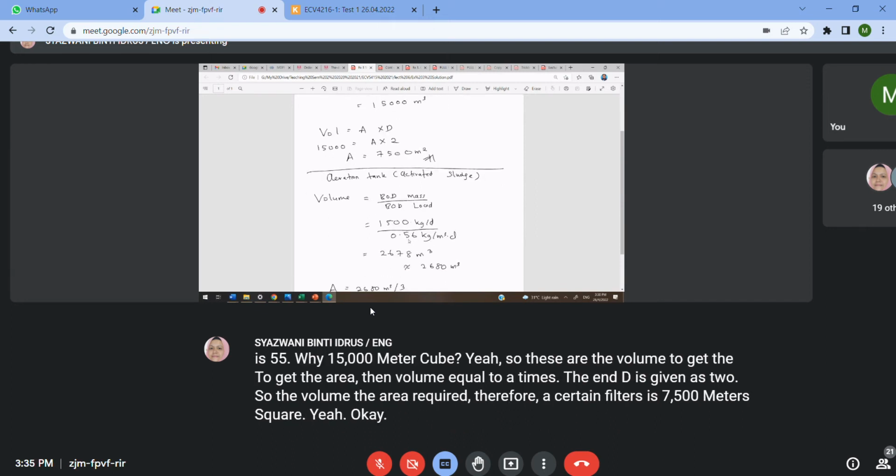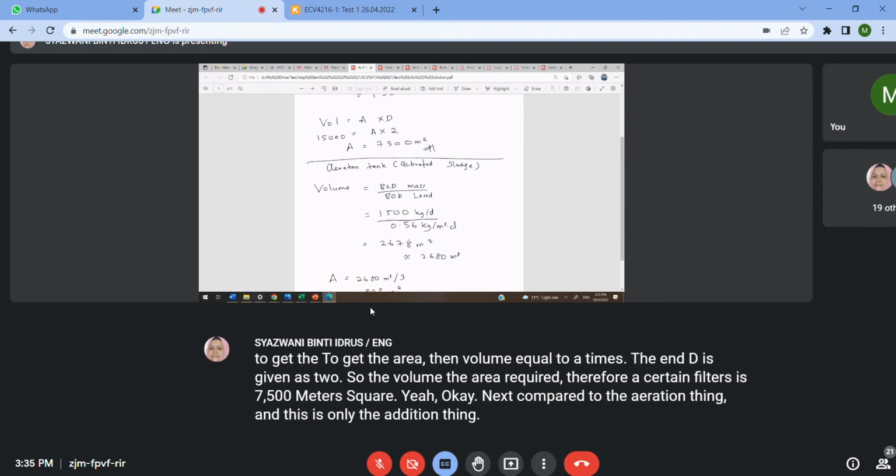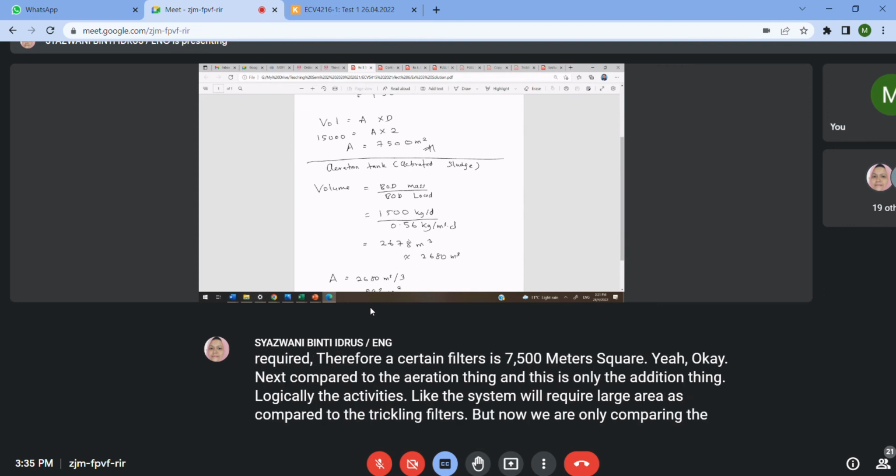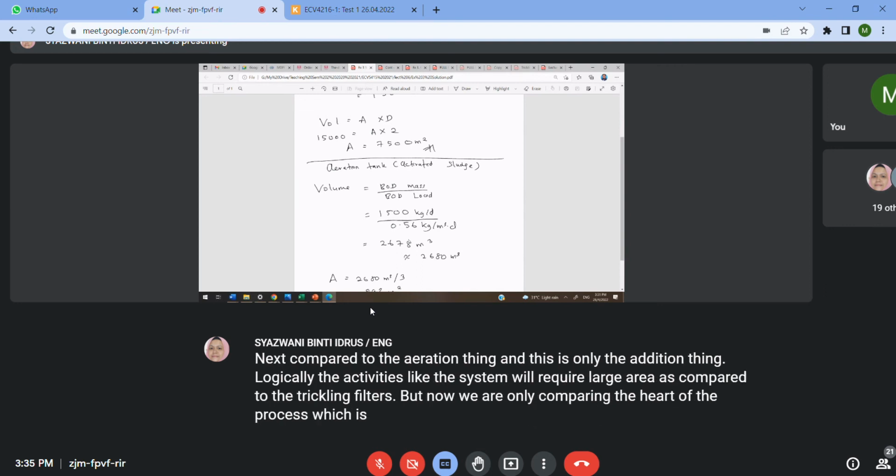Okay, next, compare to the aeration tank. And this is only the aeration tank. Logically, the activated sludge system will require a larger area as compared to the trickling filters. But now we are only comparing the heart of the process, which is the aeration tank and the trickling filters.